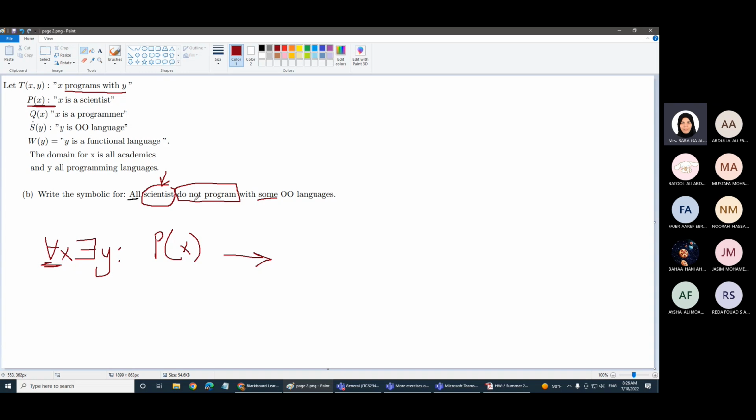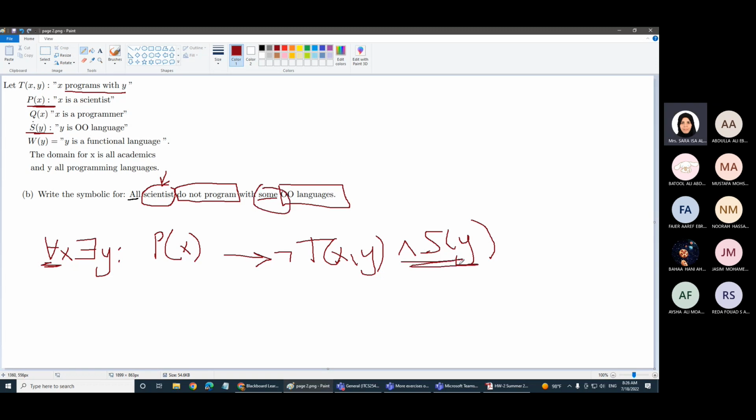The connector said do not program يعني not T X Y and الadjective of Y. What is the adjective of Y? Some OO languages يعني some operating object oriented languages فأعبر عنها بال SY. It's very important إذا أنتم تحولون إلى السامبلك لما يكون السم هو السكند quantifier تكون الادجكتيف مالته connected and in the conclusion side not in the premise side.